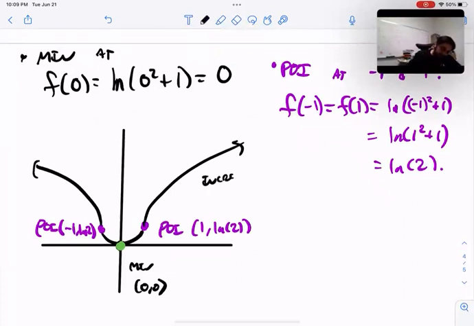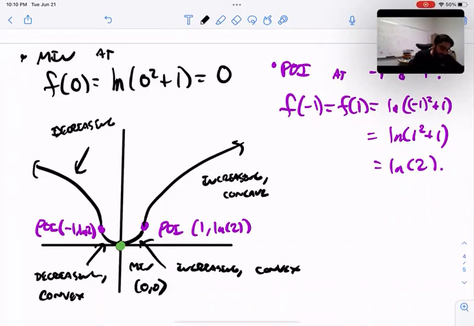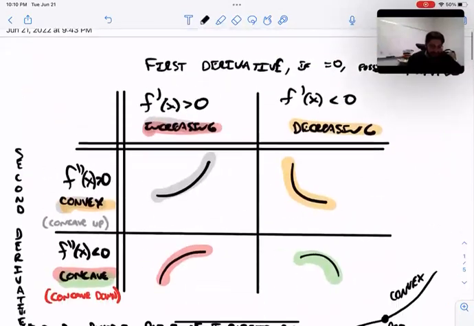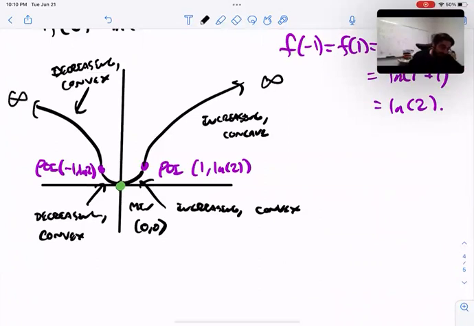You can see those cases. Here I have increasing and concave on this interval. On this interval, I have increasing and convex. On this interval, I have decreasing and convex. And on this interval, I have decreasing and convex. Those are exactly those 4 cases all stitched together to assemble a graph, along with our end behavior. Notice it's going to infinity up here and infinity over there.